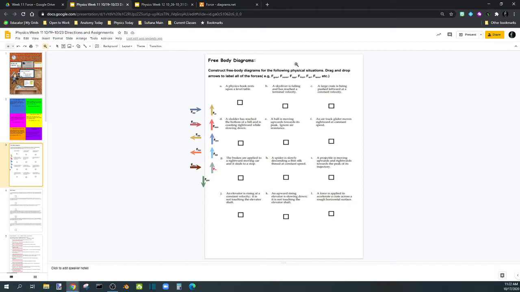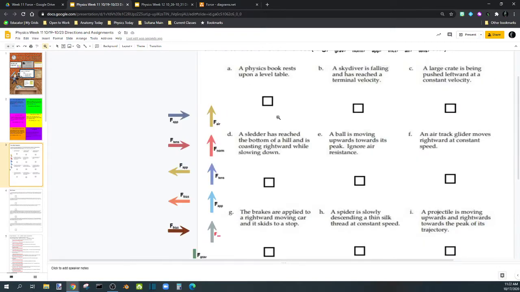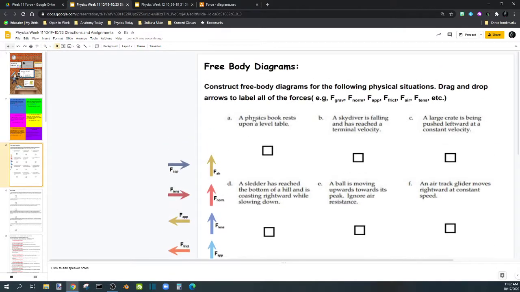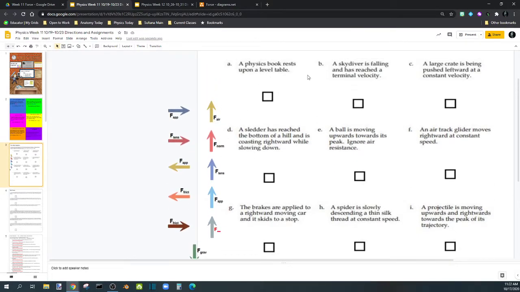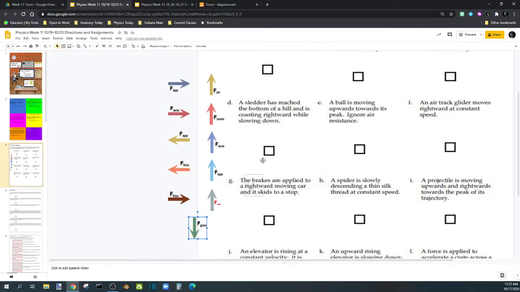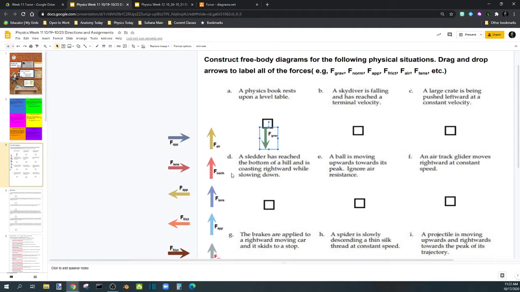For this assignment, the free body diagrams, you just zoom in right here. And then what I want you to do, it says a physics book rests upon a level table. So you have to find the arrows of force acting on that physics book. As we know, gravity is always acting on the physics book, so you would drag and drop that gravity there, and you would notice that this arrow doesn't disappear. You can drag out as many as you want there.